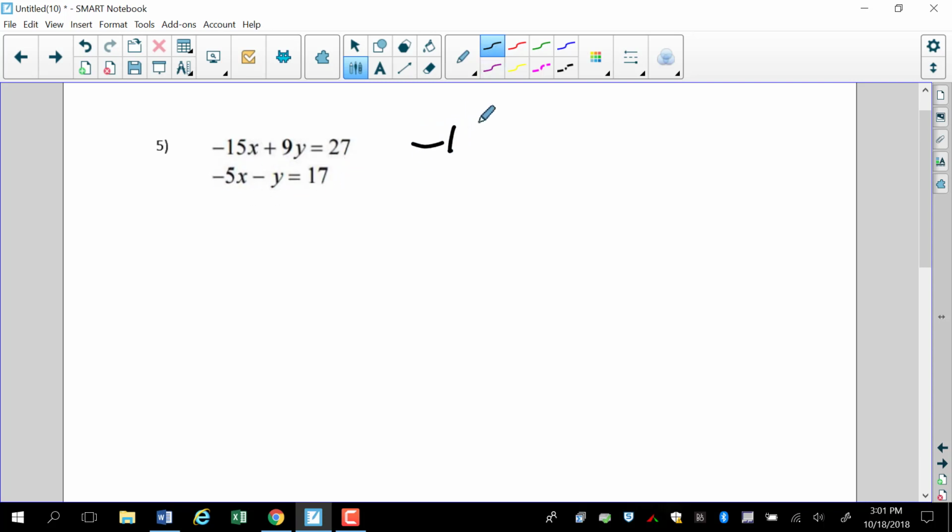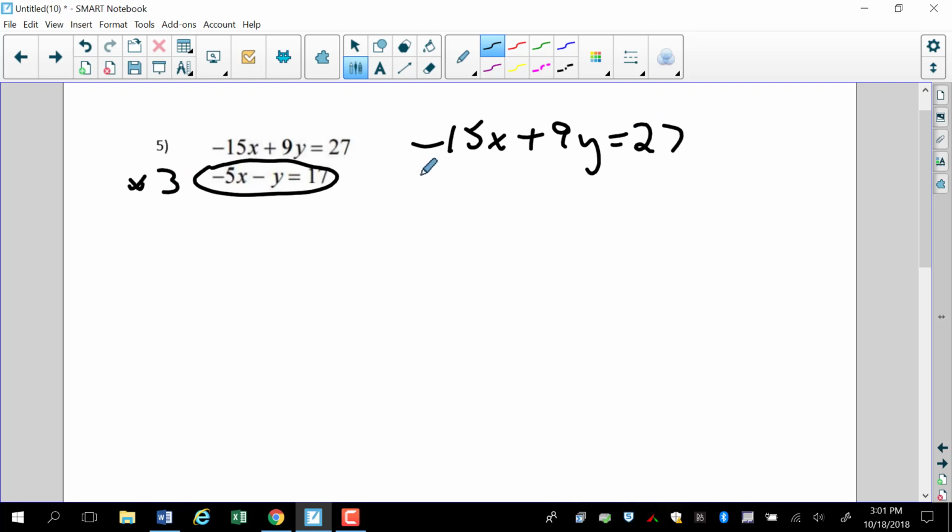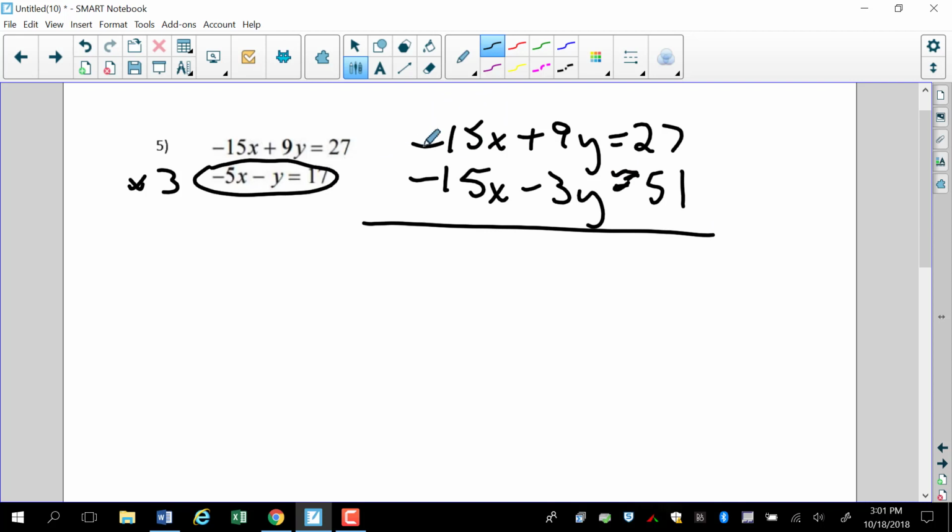So I will rewrite the top one. Negative 15x plus 9y equals 27. And this one right here, I'm going to multiply everything by 3. Negative 15x minus 3y equals, and 17 times 3, 51. Now, here's the difference between this one and the last problem. If I were to add negative 15, I get 30. That won't eliminate them. So a good rule of thumb: if the signs of the ones you're trying to eliminate are the same, you subtract. Signs the same, you subtract.